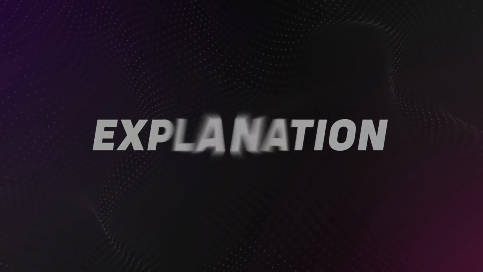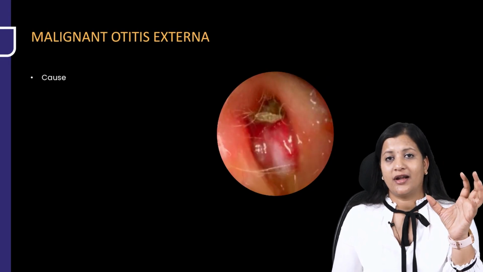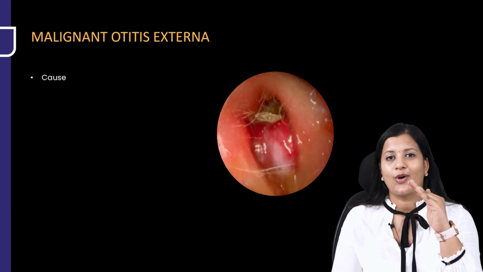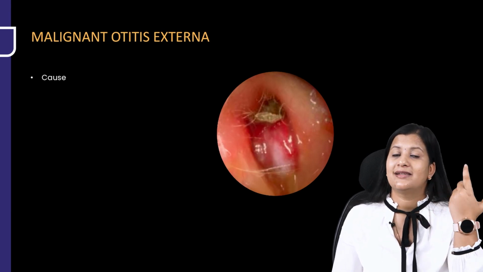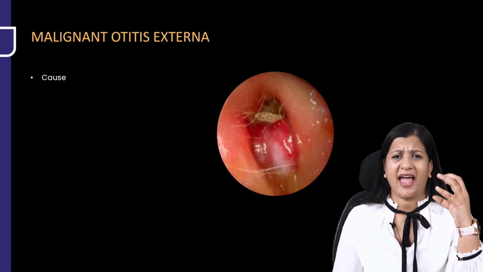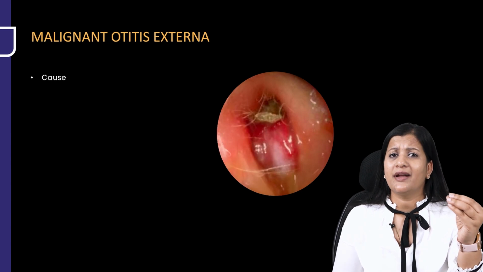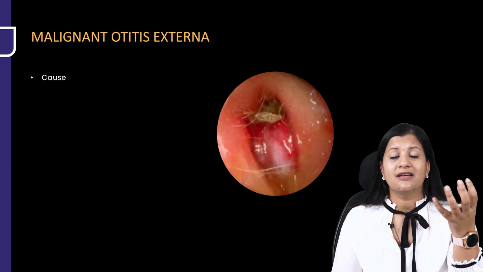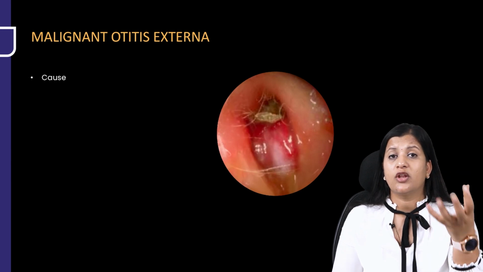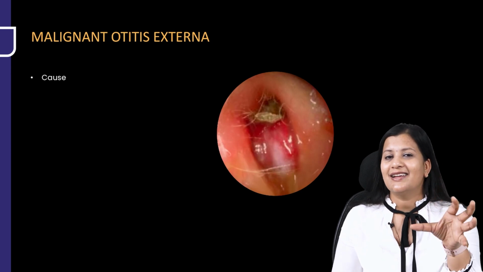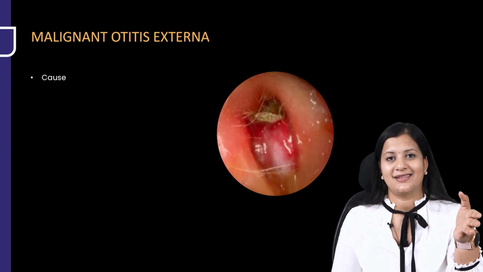Here's the explanation. Now, what is malignant otitis externa? Is it a malignancy? It is not a malignancy, but does it mimic a malignancy? Yes, it mimics a malignancy because it's an aggressive, rapidly spreading infection, presenting with ulcers or dead, erosive tissue in the external canal that resembles malignancy. That is why it is called malignant otitis externa.